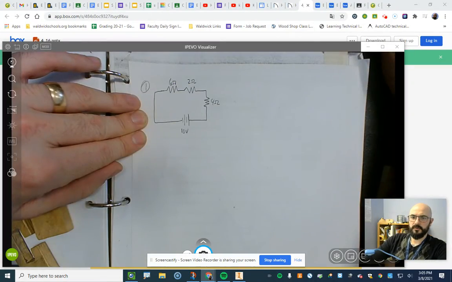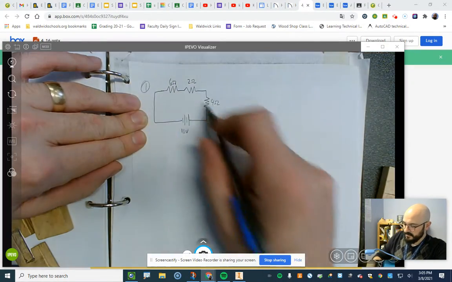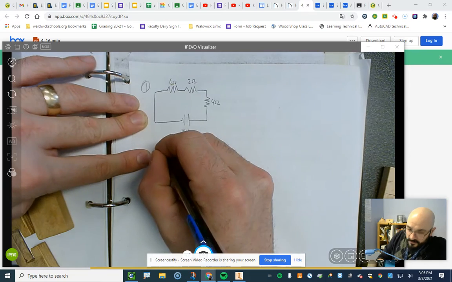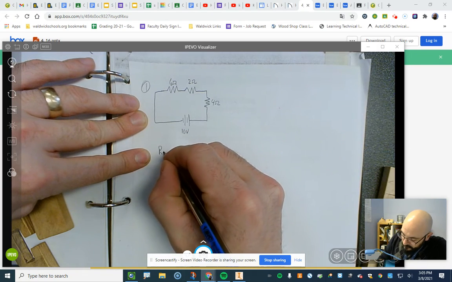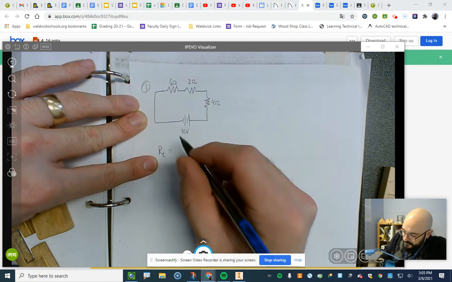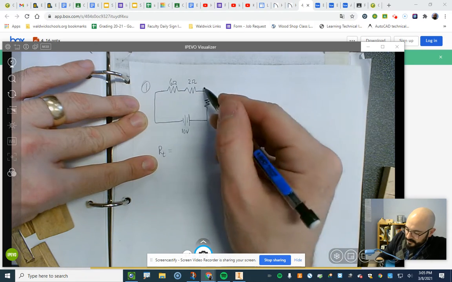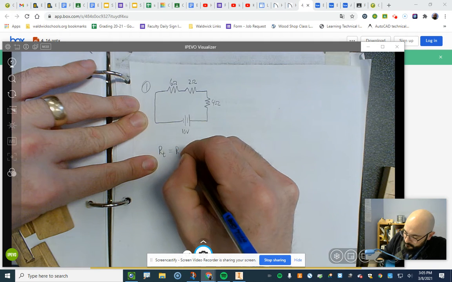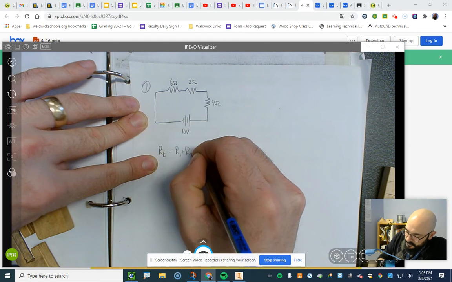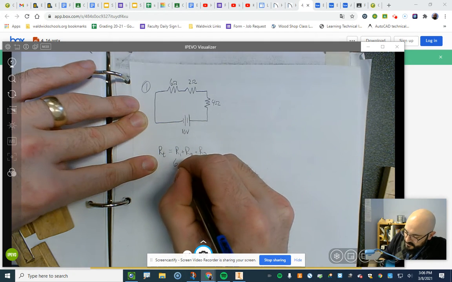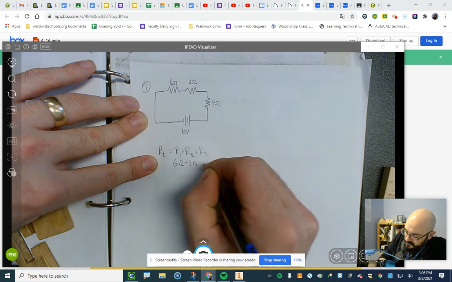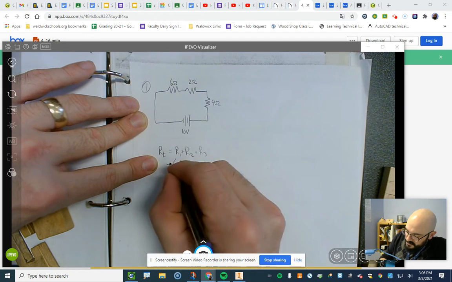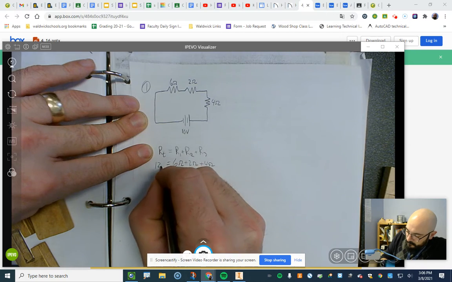All right, we're doing equivalent resistances, and here's problem one. So first thing that we need to know is R total. Well, it's in series, so it's going to be just the sum of all the different resistances. So it's going to be R1 plus R2 plus R3. So I got 6 ohms plus 2 ohms plus 4 ohms. Easy peasy, we got 12 ohms.